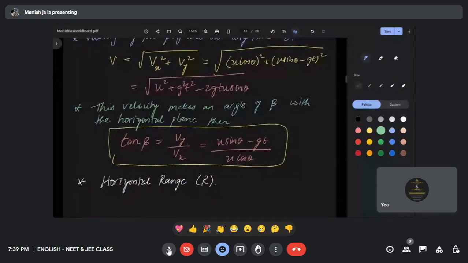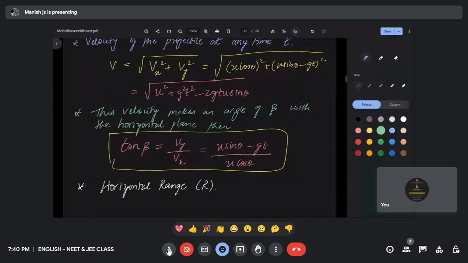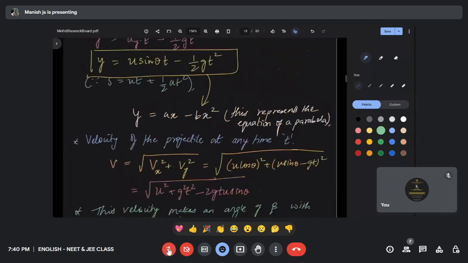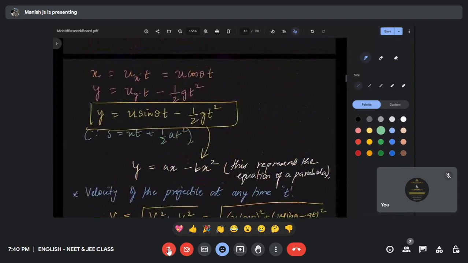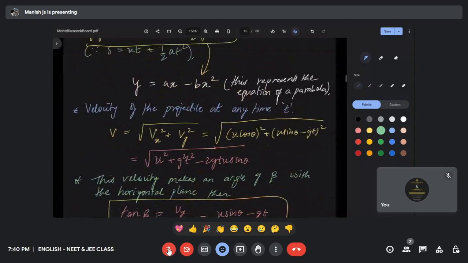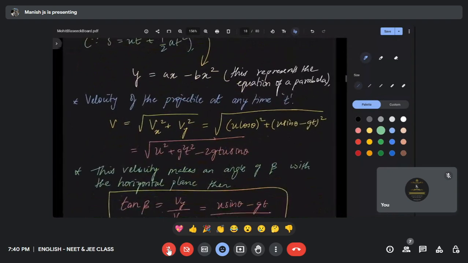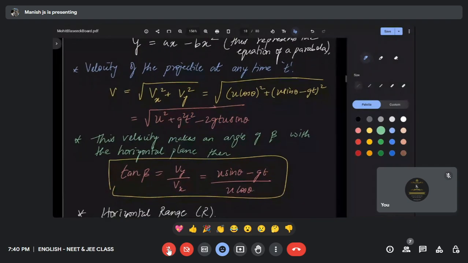Yes, sir. Sir, did you put u sin minus gt there? Isn't there a half gt there? Yes, this is where I have written the velocity component. For displacement, I have not written it. The y I wrote above is for the displacement. That comes from the second equation of motion. What I have written here for u is for velocity, not for displacement. Okay? That's the reason for this formula.